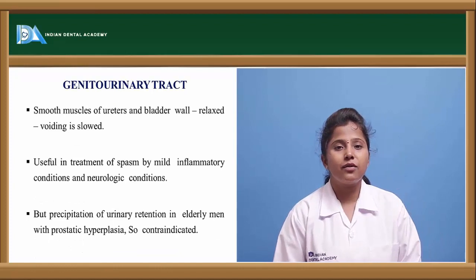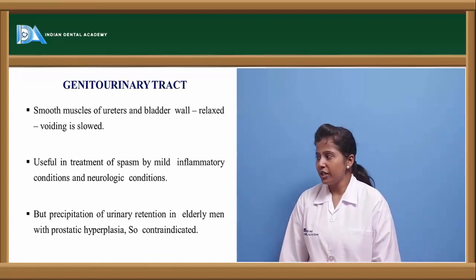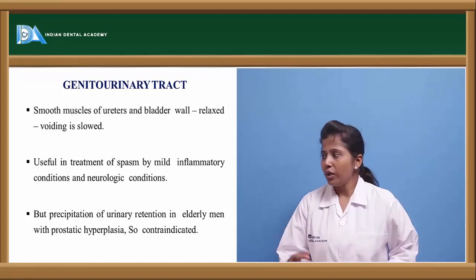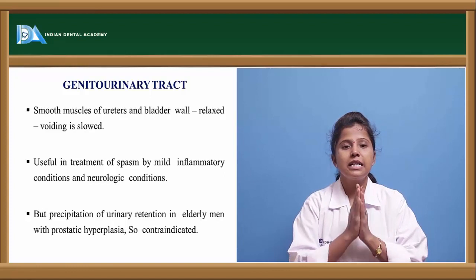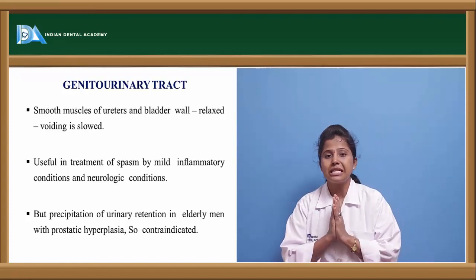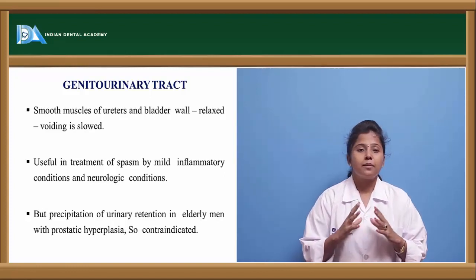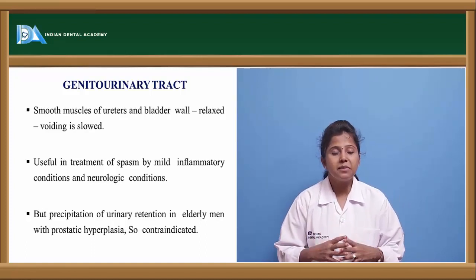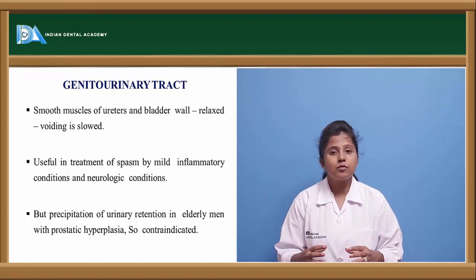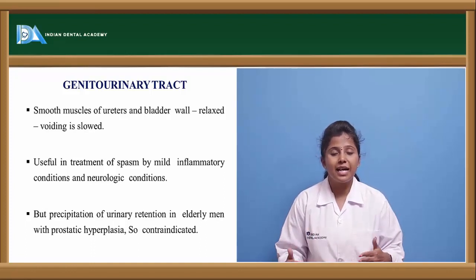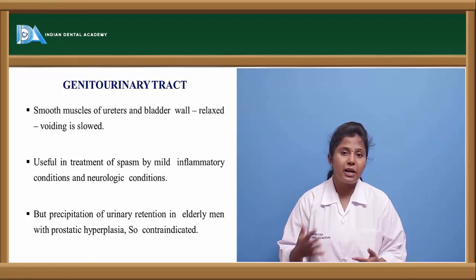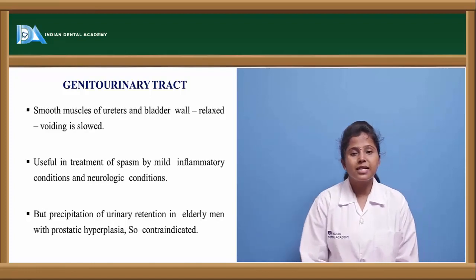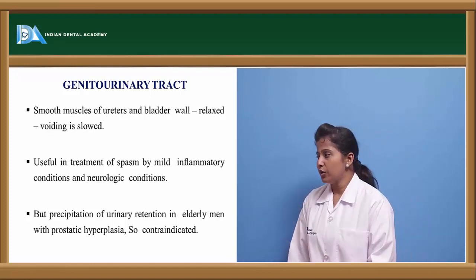What are the effects of these drugs in the genitourinary tract? So what happens in the urinary system because of these drugs? Here, relaxation of the smooth muscles takes place because of the parasympatholytic activity. Because of the antimuscarinic drugs, the smooth muscle present in the urinary bladder will be relaxed, and thereby the voiding of the urinary bladder will be slowed, or else we can say the emptying of the urinary bladder will be slowed, or urine retention takes place in the urinary bladder.